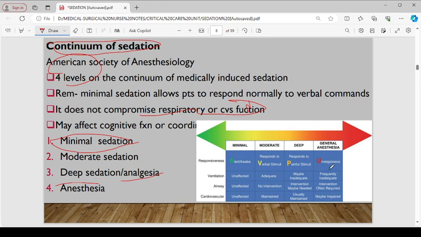Ventilation is unaffected in minimal sedation, adequate in moderate, sometimes inadequate in deep, and frequently inadequate in general anesthesia. Cardiovascular function is unaffected in minimal sedation, usually maintained in moderate and deep, and may be impaired in general anesthesia. So we have those 4 levels on the continuum.